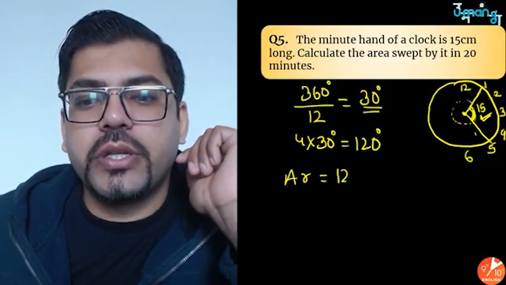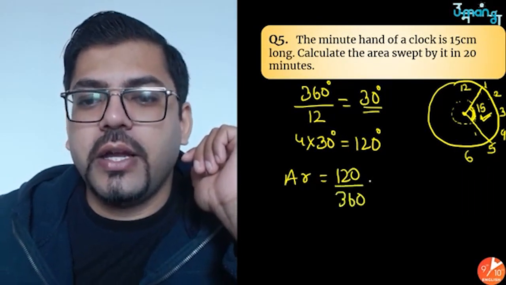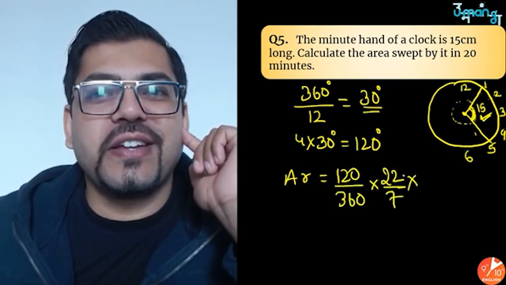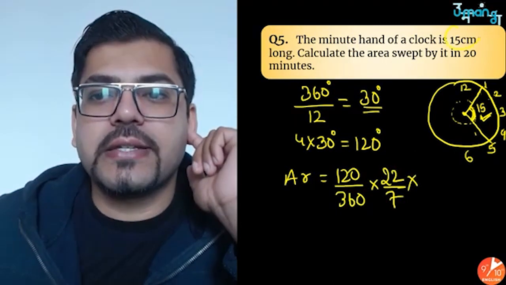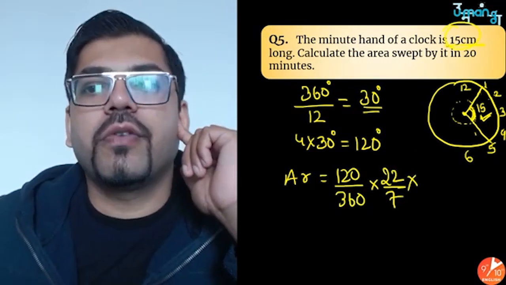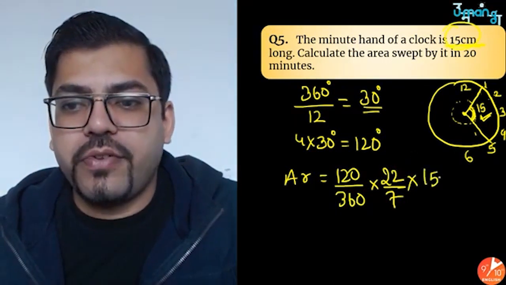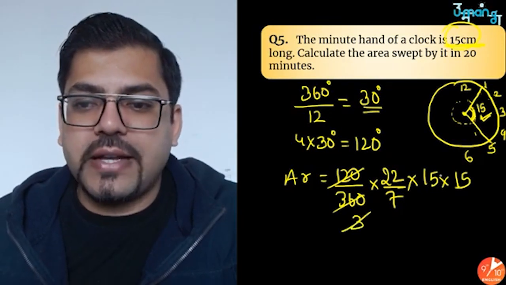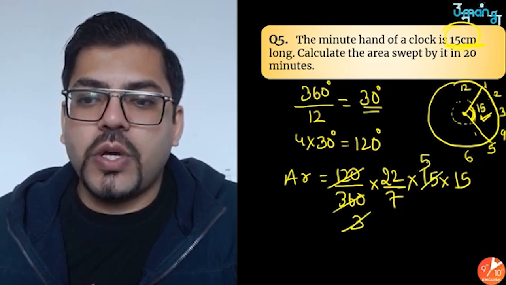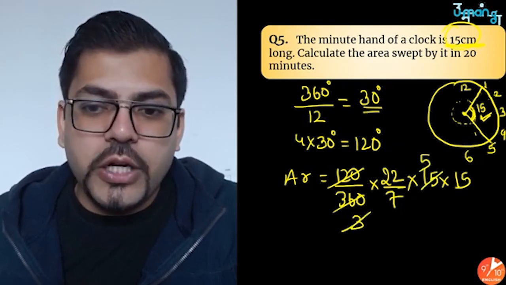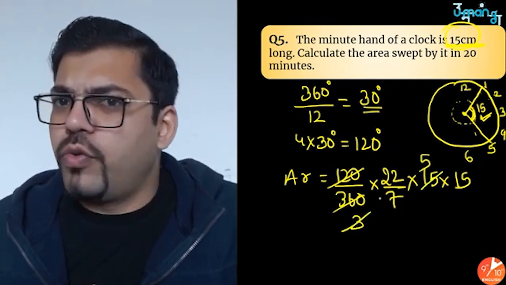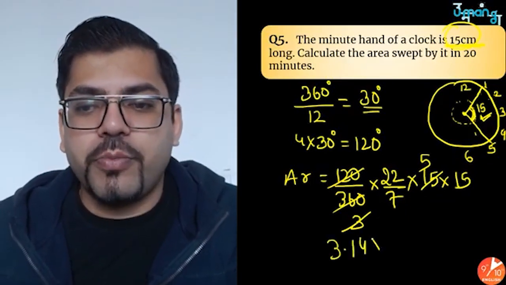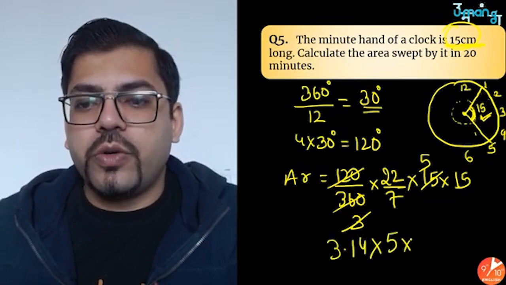So let's find that. Area equals theta upon 360 into pi, pi is 22 by 7, into radius square, isn't it? And here in this case, radius is 15 because the length of the minute hand is 15. So just apply 15 into 15. Very simply, 120 will cancel it in 3 times. 3 will cancel it in 5 times. So you have got 5 into 15, into 22 by 7 or 3.14, whatever you feel is better. I guess 3.14 would be better. So 3.14 into 5 into 15.